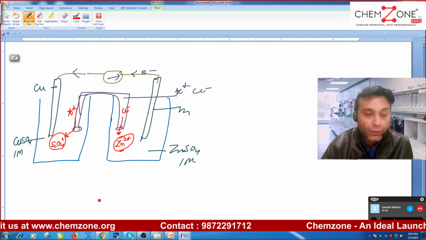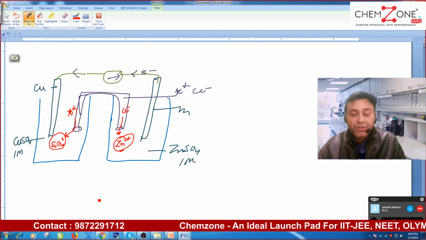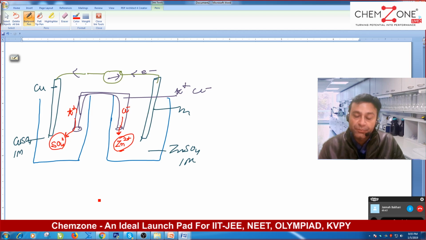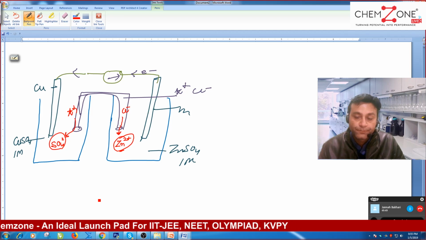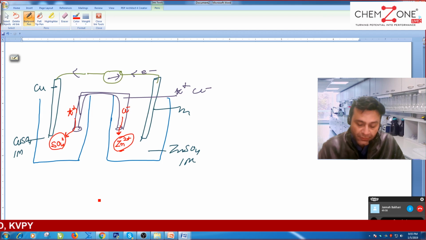So now my question arises here: which metal is undergoing oxidation? The zinc, right? Zinc is undergoing oxidation, and copper is undergoing reduction. Right? Okay.